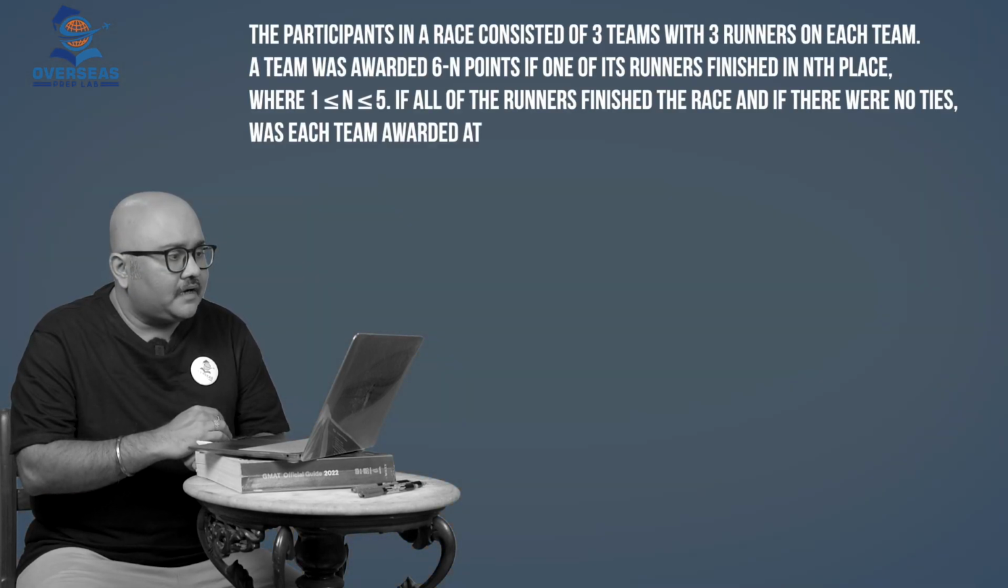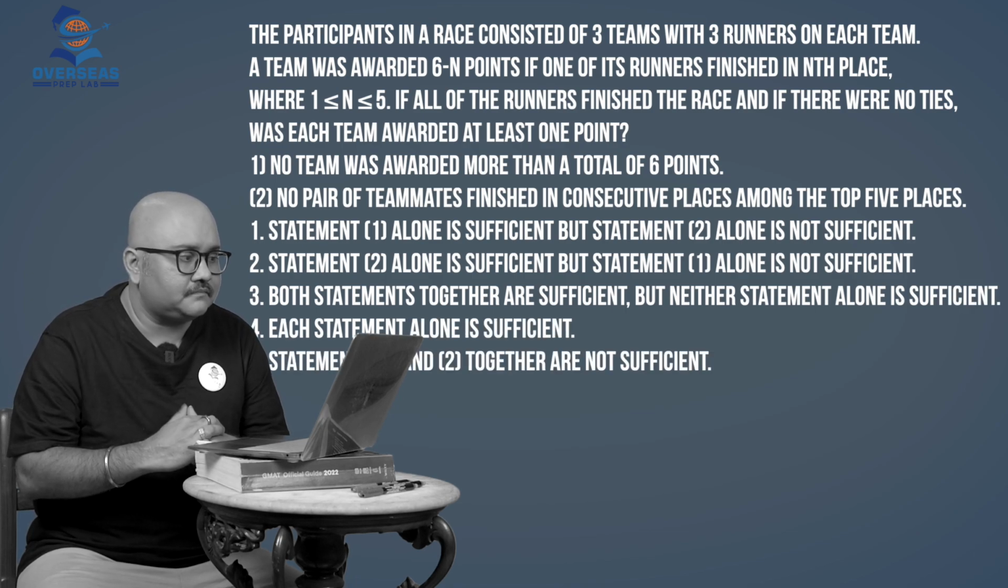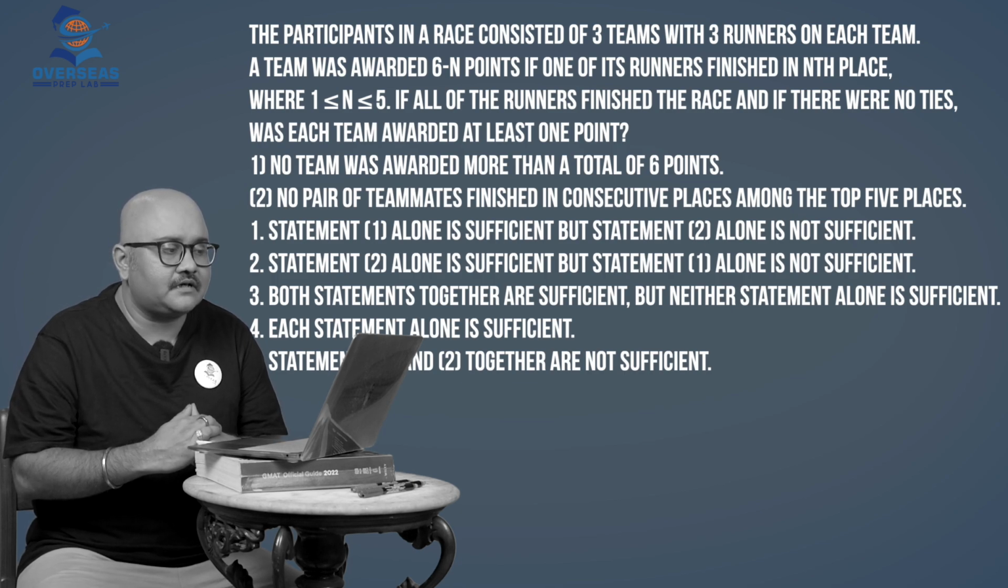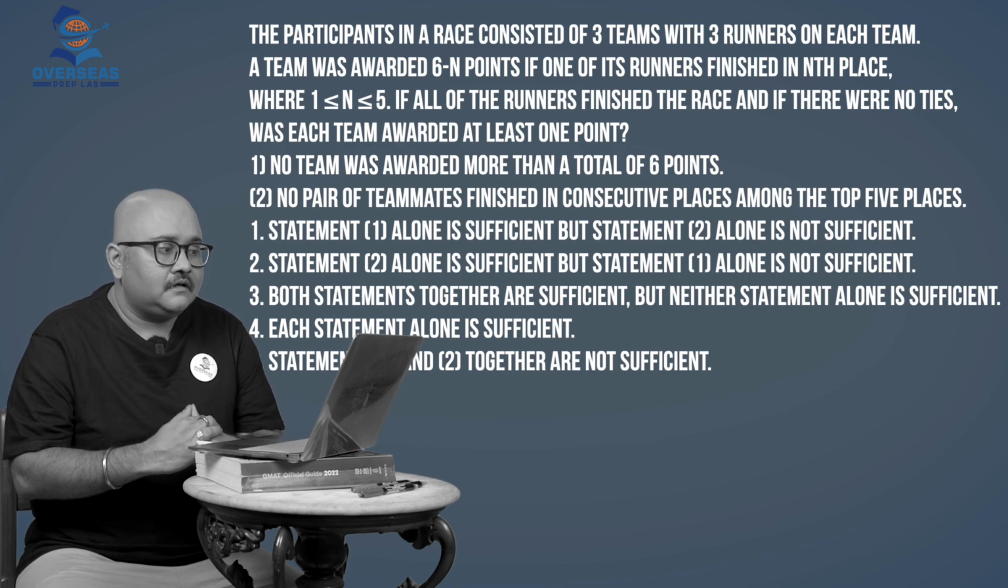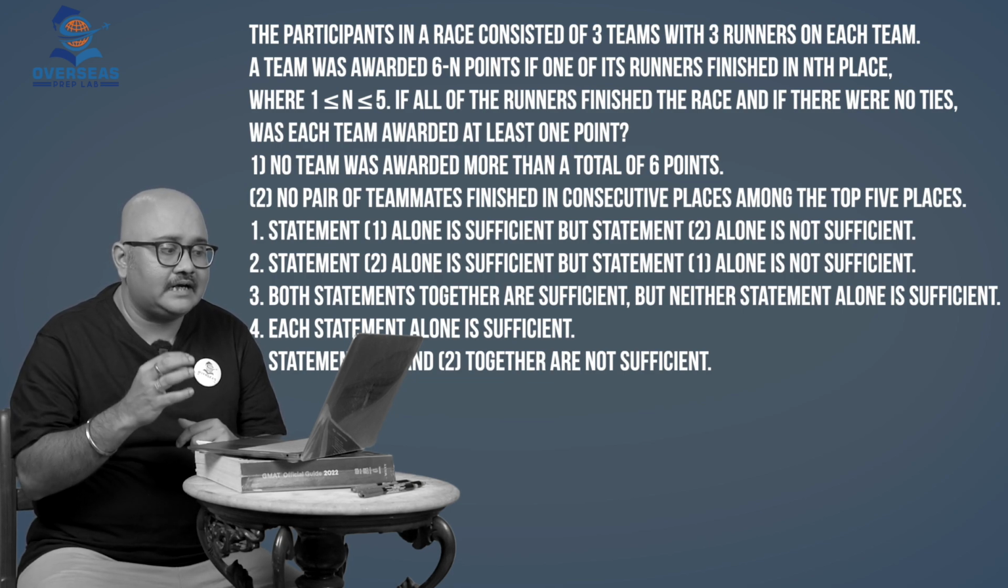Let's now look at a question to understand how this works. This is a question from the GMAT Official Guide. Let me read out the question for you. The participants in a race consisted of 3 teams with 3 runners on each team. A team was awarded 6 minus n points if one of its runners finished in nth place, where n lies between 1 and 5, both inclusive. If all of the runners finished the race and if there were no ties, was each team awarded at least 1 point?